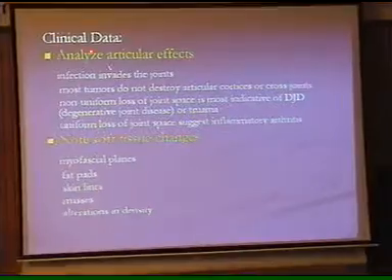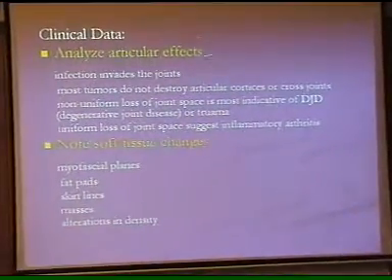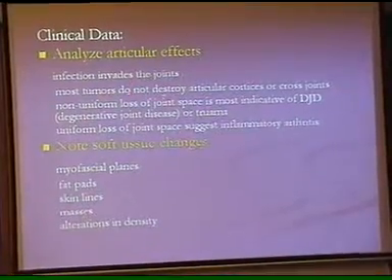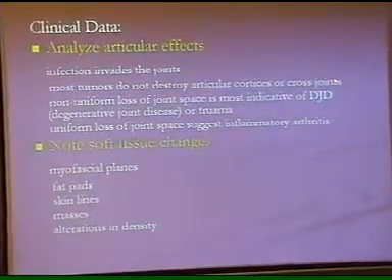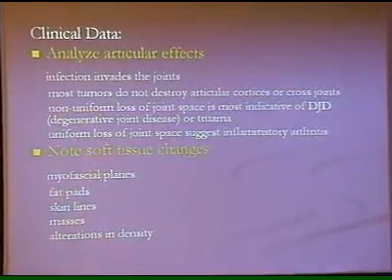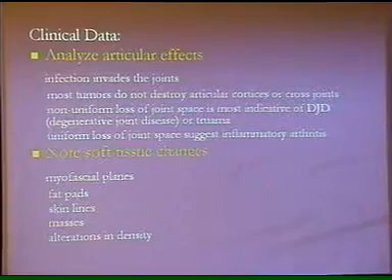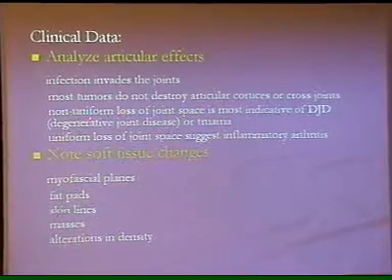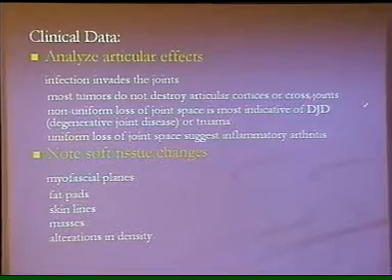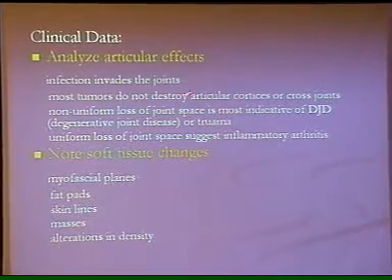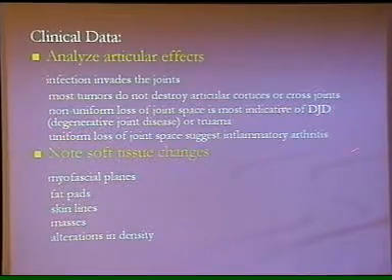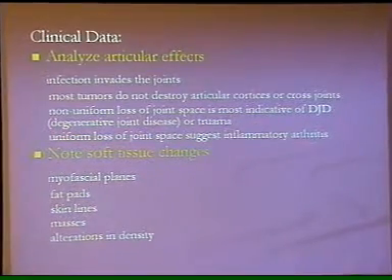Clinical data, as I discussed, is very important. Articular effects: infection normally invades the joint spaces. Most tumors do not destroy the articular cortices or cross joints. Very rarely you can see it with the osteoclastoma or giant cell tumor. They normally don't, but sometimes they're very aggressive and do involve this. Non-uniform loss of joint space is most common, indicative of DJD or degenerative joint disease, or trauma. Uniform loss of joint space is suggestive of some inflammatory disease, osteomyelitis.